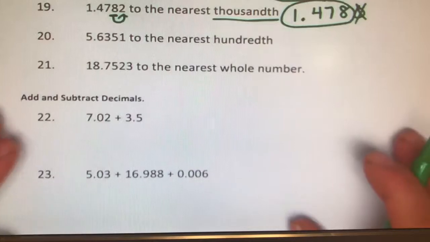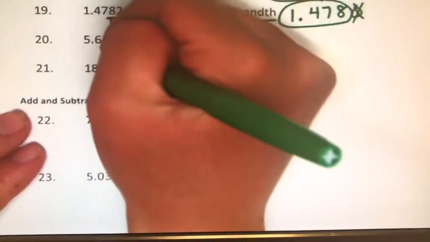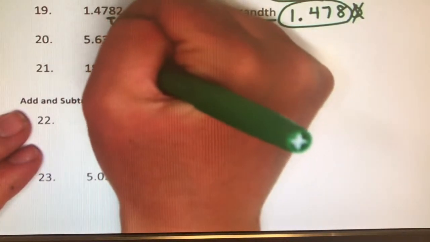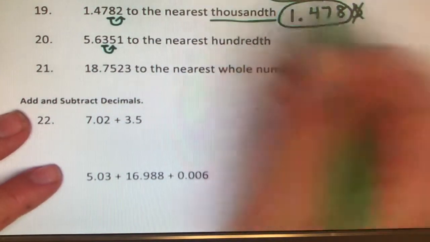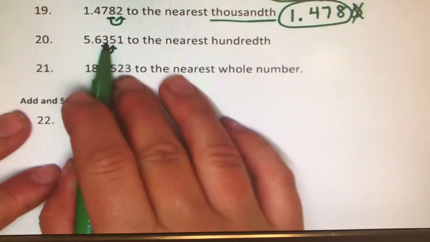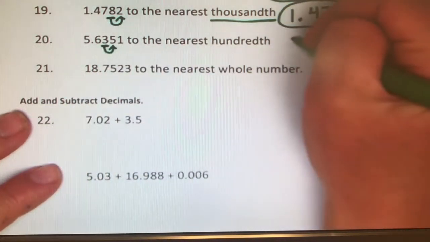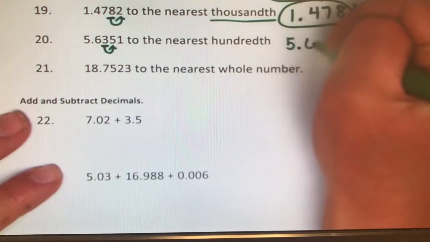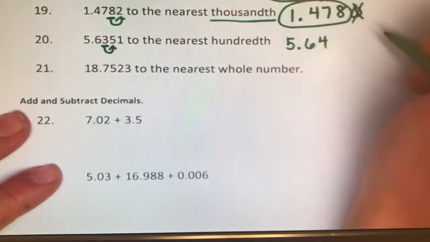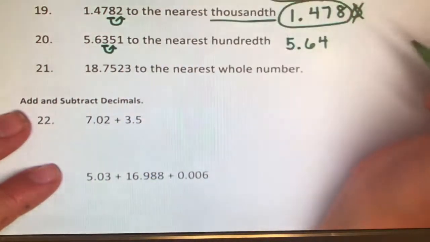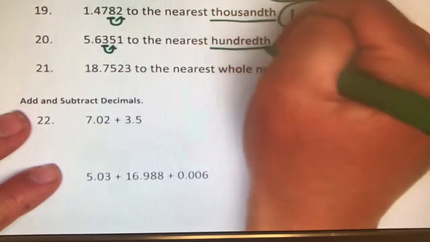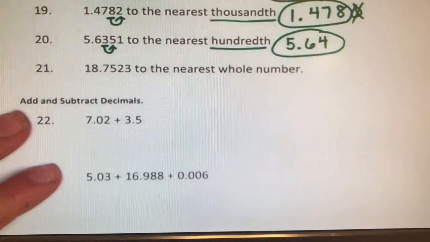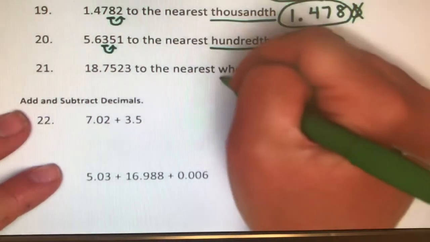The next one we're going to round to the nearest hundredth. So I'm going to underline the 3. I'm going to look at the 5. The 5 is 5 or more, so I'm going to raise the score. So that means a 3 is going to go up to a 4. So the 5.6 stays. The 3 changes to a 4. The numbers after it will be zeros, but we don't need them. 5 and 64 hundredths.